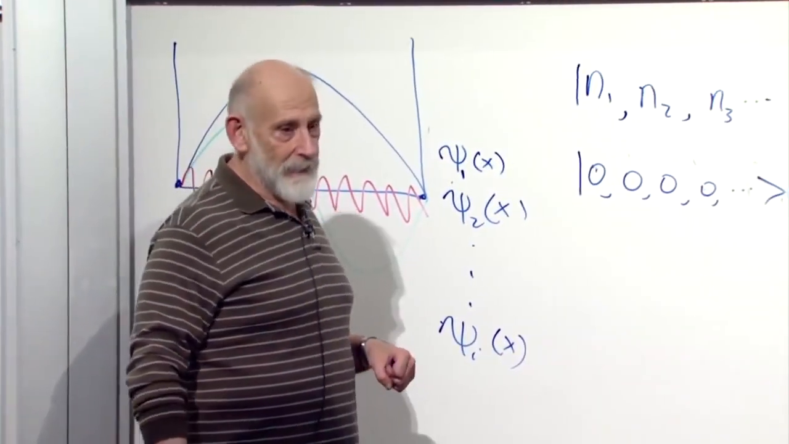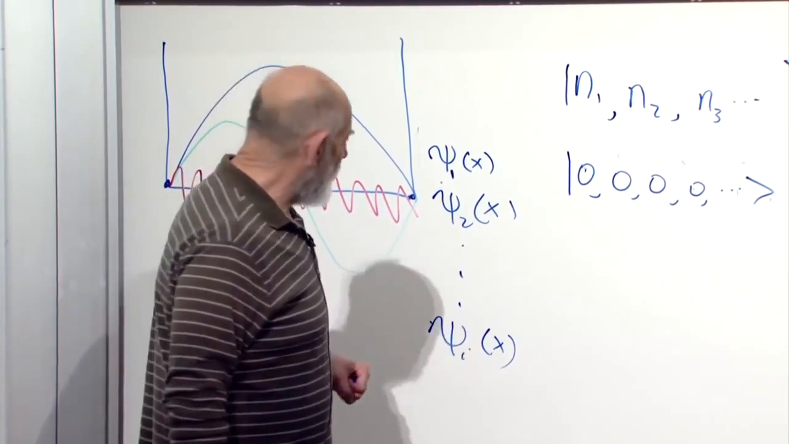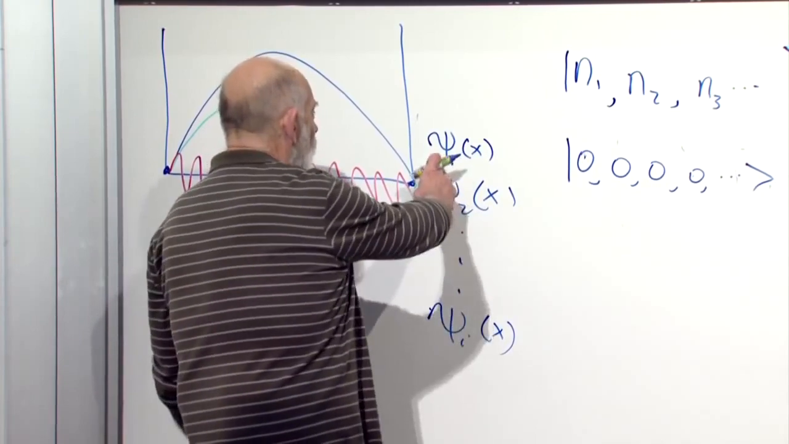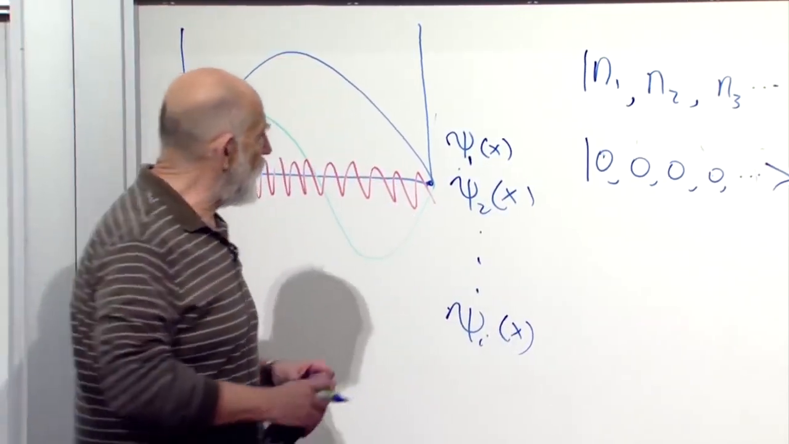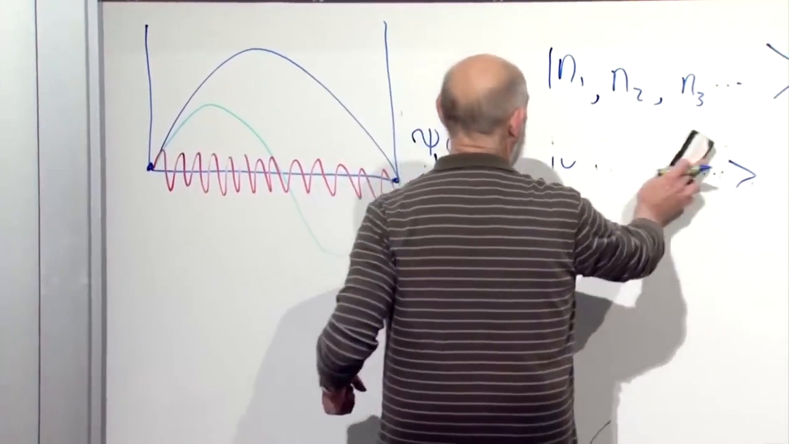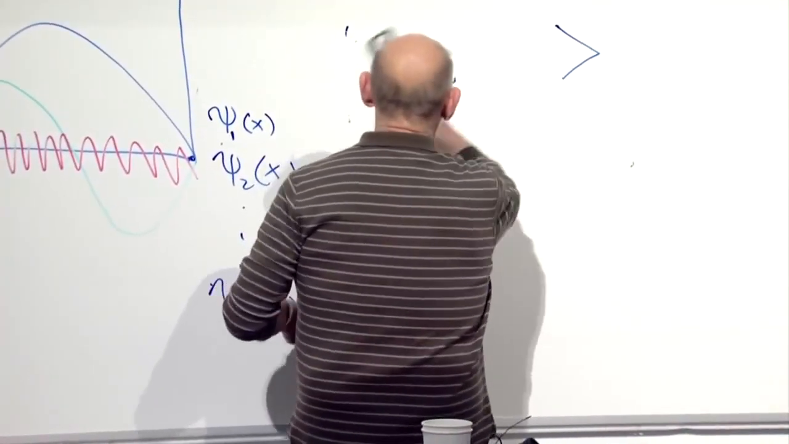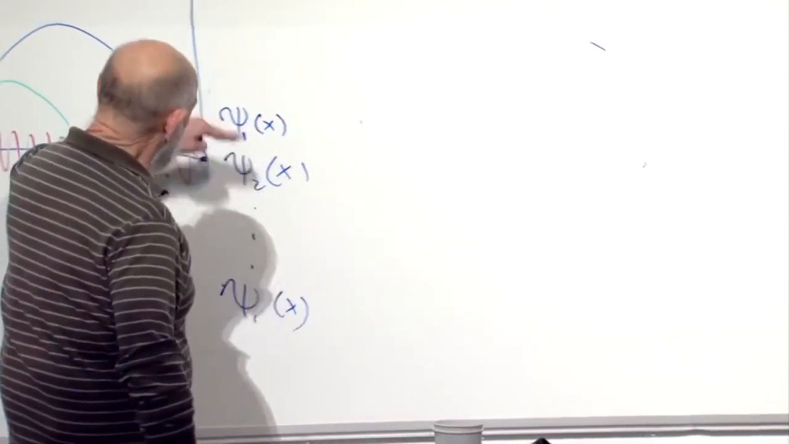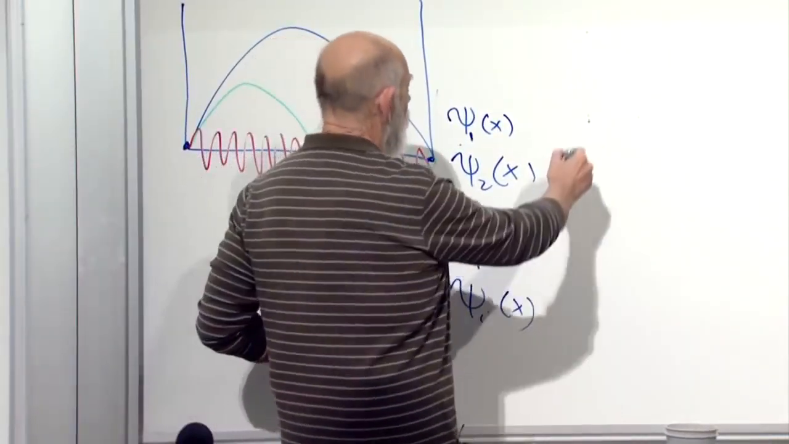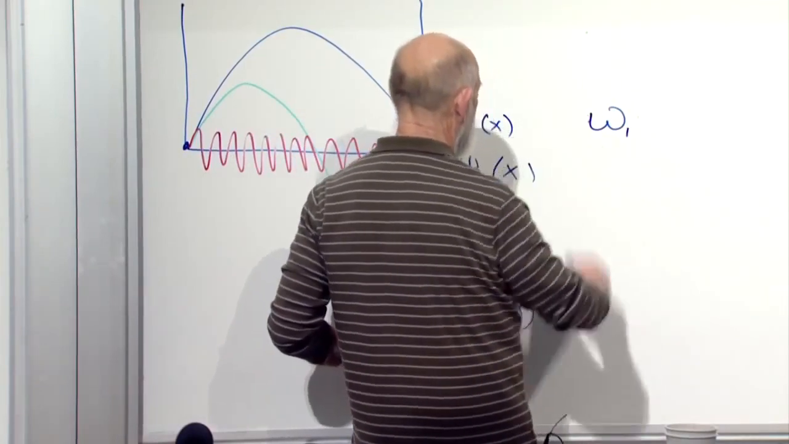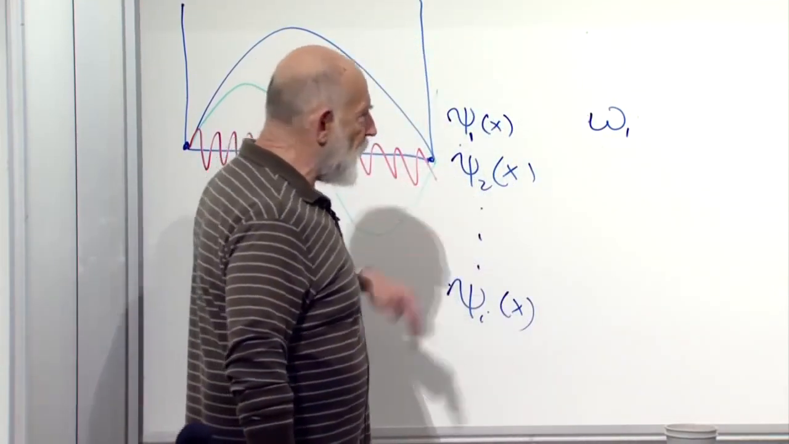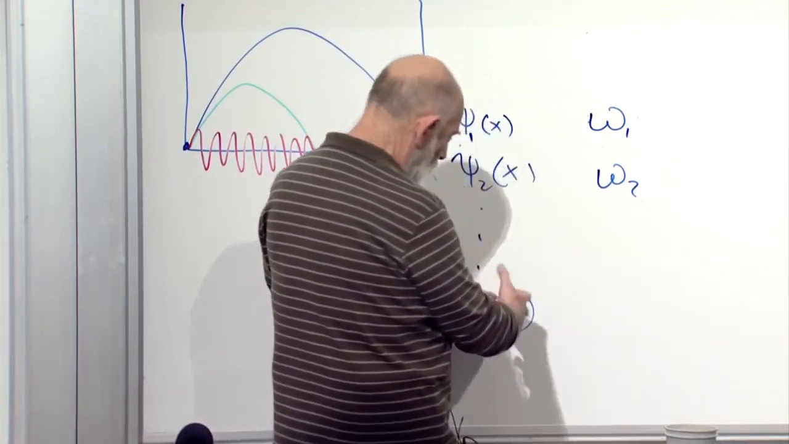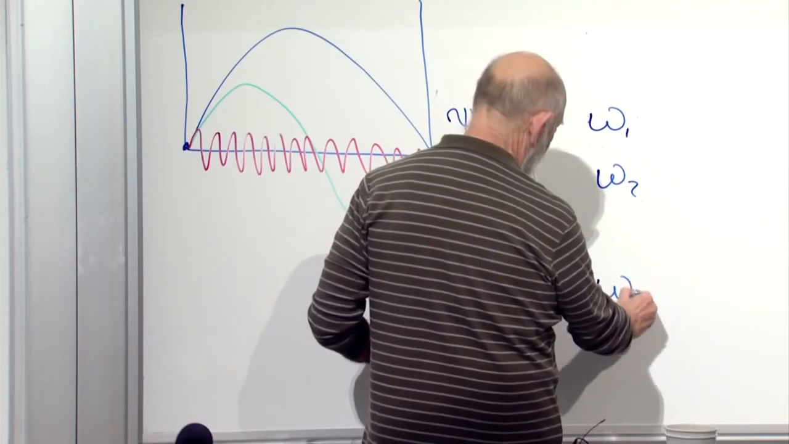I'm going to call them omega, or actually h bar omega. But let's just call the energy level of the ith. Let's forget h bar, because I've already forgotten it. And just say the energy of a particle in the first state would be omega 1. The energy of a particle in the second state would be omega 2, and so forth. The energy of a particle in the ith state would be omega I.